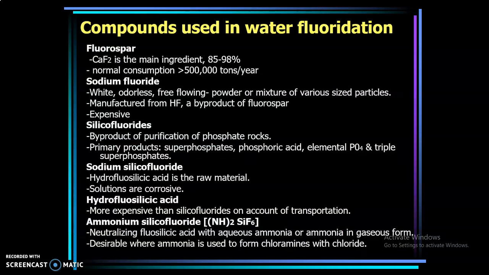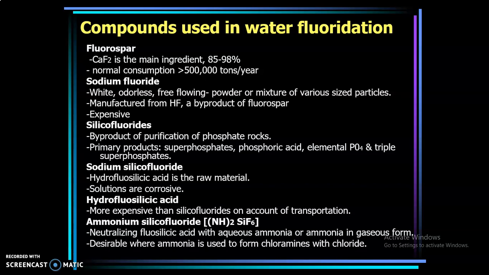So what are the compounds or chemicals used for water fluoridation? The first is fluorospar. Fluorospar is calcium fluoride, and it is used when you have a lot of consumption, for mega plants. The second is sodium fluoride. Sodium fluoride is a white odorless powder, and we have discussed sodium fluoride as a topical fluoride as well in Knudsen's technique.